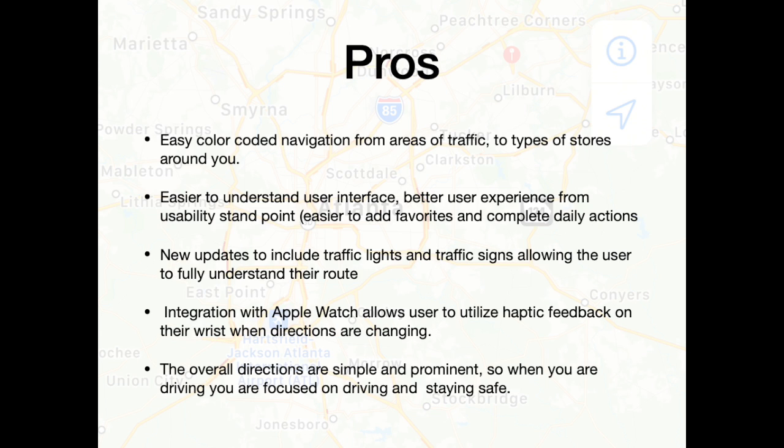Apple Maps does have a lot of pros though. It has easy color-coded navigation for areas of traffic. It also shows types of stores around you that are also color-coded and have icons to show what type of business they are. It has an easier to understand user interface. It has a better user experience from a usability standpoint, and it's easier to add favorites and complete daily actions. New updates to include traffic lights and traffic signs allow the user to fully understand their route. Integration with Apple Watch also gives the user feedback on their wrist when their directions are changing. And the overall directions are simple and prominent, so when you're driving, you're focused on driving and staying safe.